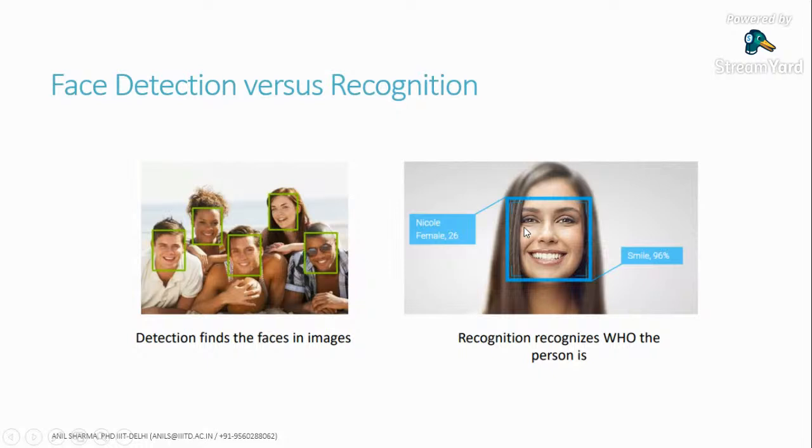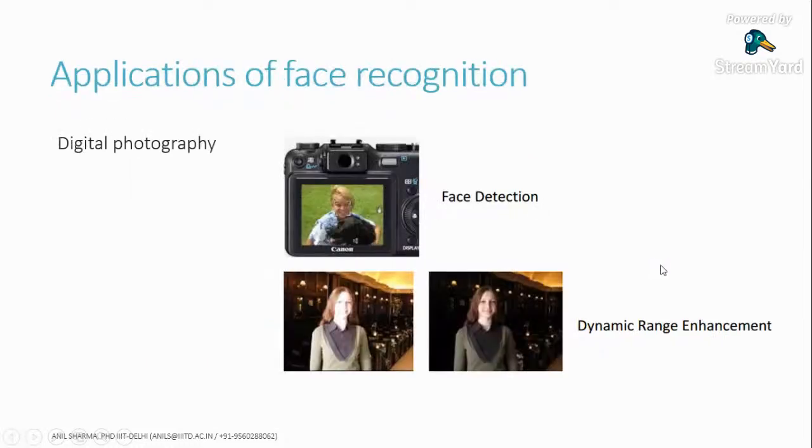And the modern AI system can also do emotion recognition from the detected face. So for example, in this case, the machine learning system is saying that the detected face is smiling, and the system's confidence is 96% in saying so. Okay, so let us first see a few applications of face recognition.